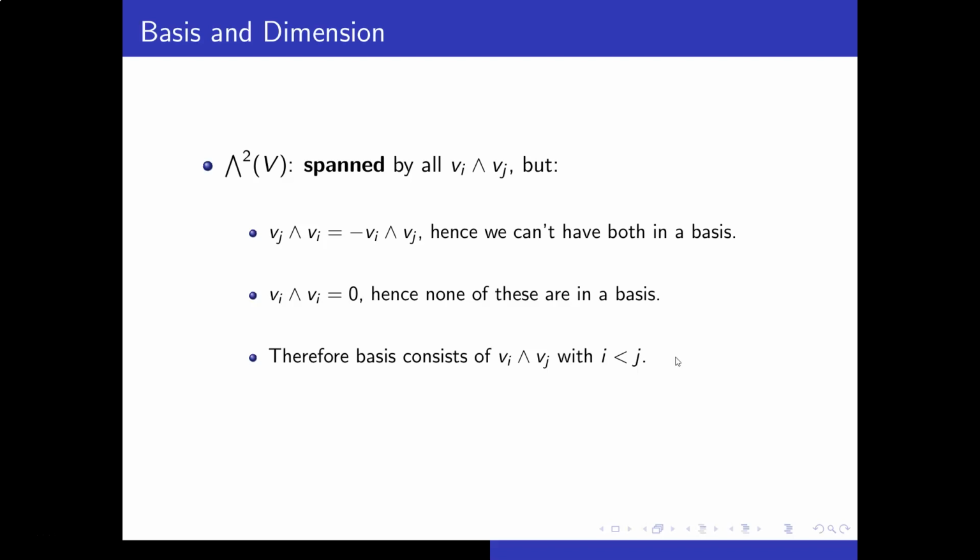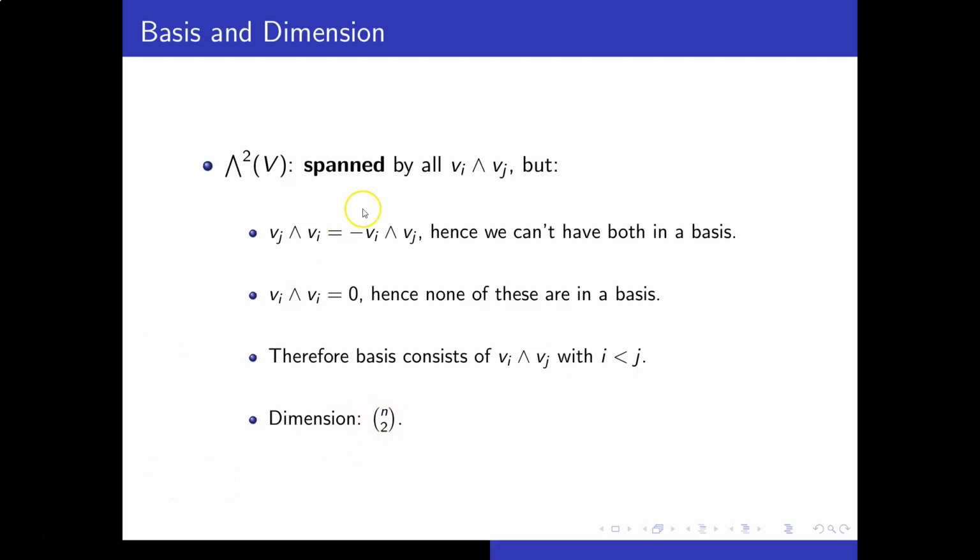So how many do we have? Well, my basis would consist of taking the wedge of any two distinct basis vectors, and I put them in the order of the first index before the second index. But basically, I have to choose any two basis vectors from my basis. Well, there are n vectors in the basis. I need all pairs of them. So my dimension will be simply n choose 2.